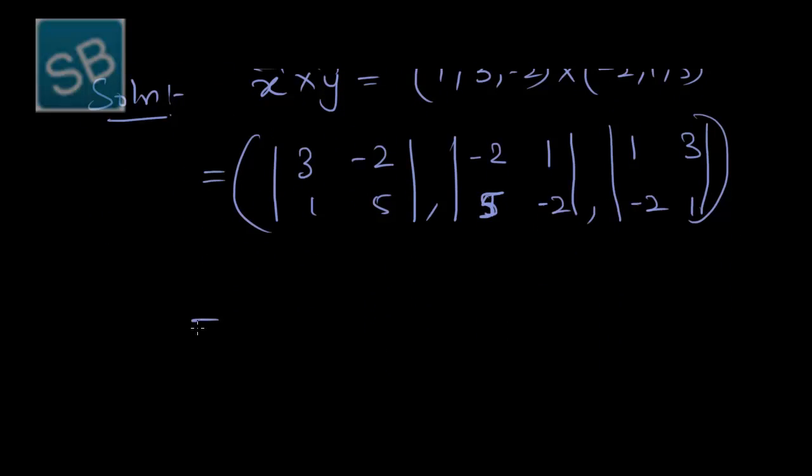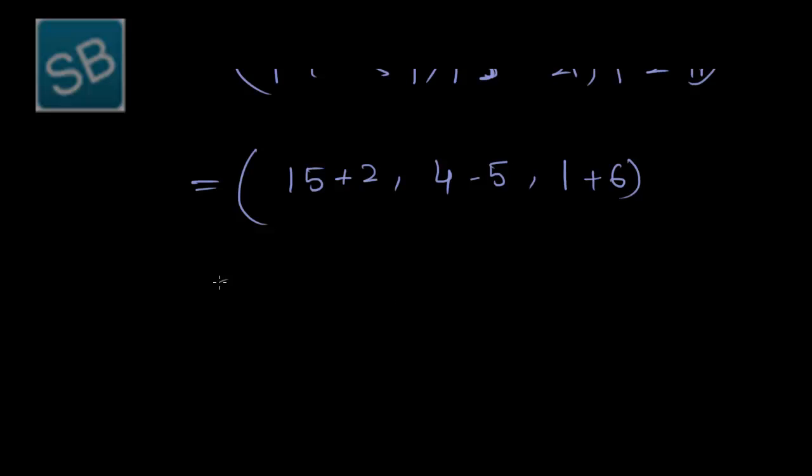So we get 15 minus of minus 2 is plus 2, comma, minus 2, 4, 1 into 5, that is minus 5 here, 1 into 1 is 1, minus 2 is 3, minus 6, and minus is plus 6. So we get 17, minus 1 and 7. This is the outer vector product of two vectors.